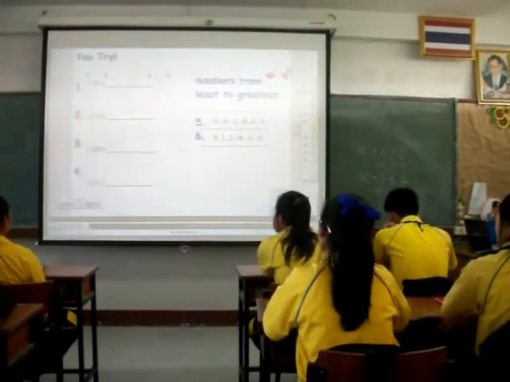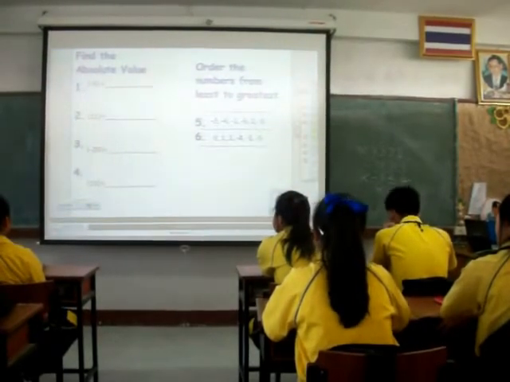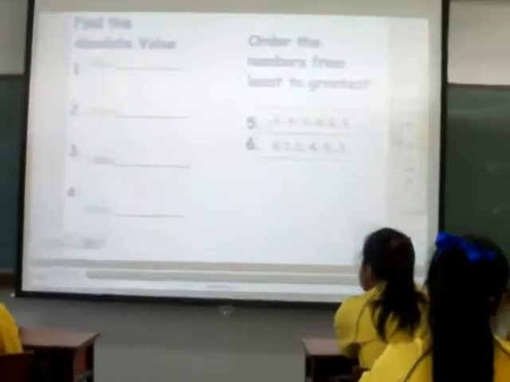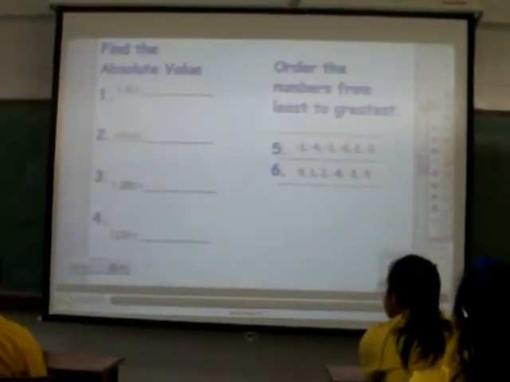For this section, you'll have 6 homework problems: 4 on finding the absolute value, and 2 problems where you will need to order the numbers from least to greatest. Feel free to use a number line if you found that helpful.